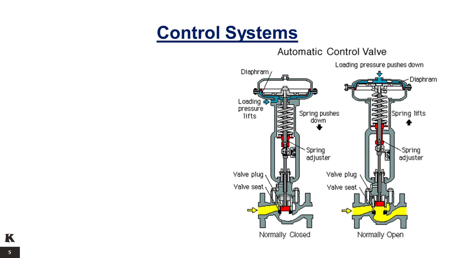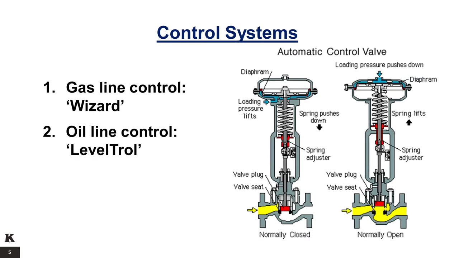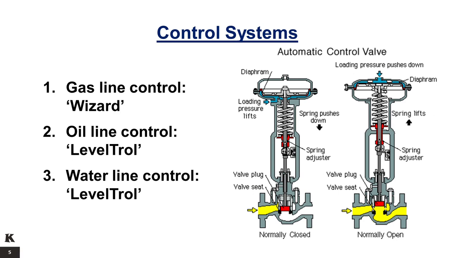The separator's control system includes gas line control, Wizard, 1/3-inch PCV, pressure control valve, fail-safe open to release vessel pressure if air supply is lost. Oil line control, Level-Trol, 1-inch and 1/2-inch LCV, liquid control valve. Fail-safe close to retain oil, minimize pollution if air supply is lost. Water line control, Level-Trol, 1/2-inch LCV, liquid control valve. Fail-safe close to retain liquid, minimize pollution if air supply is lost.